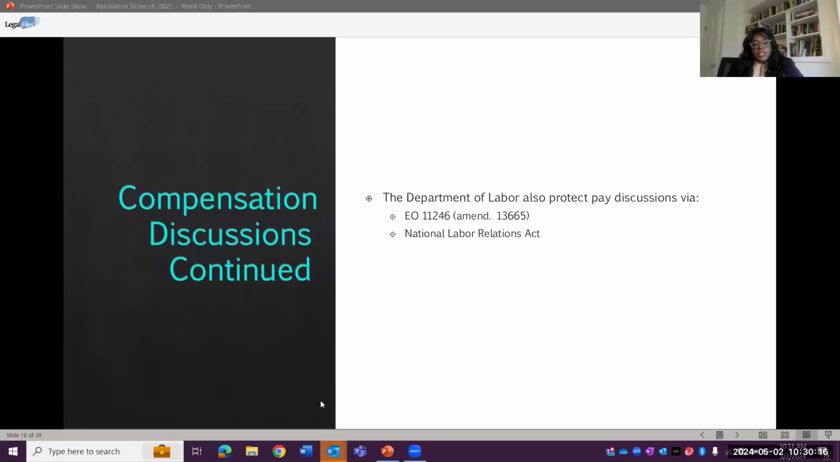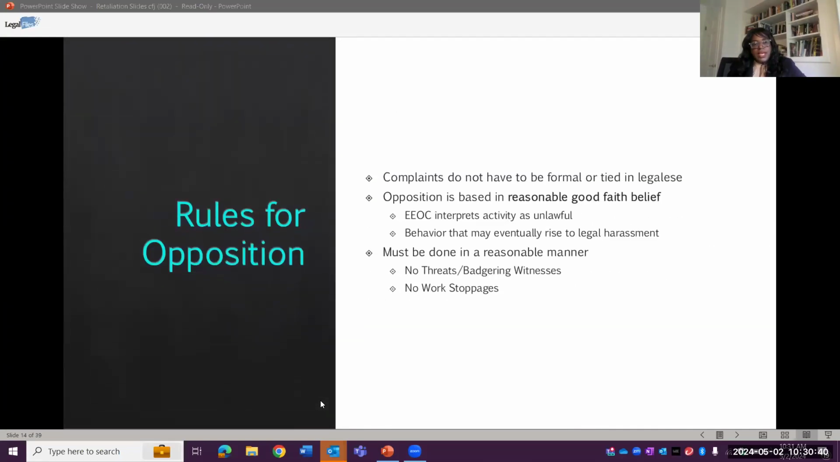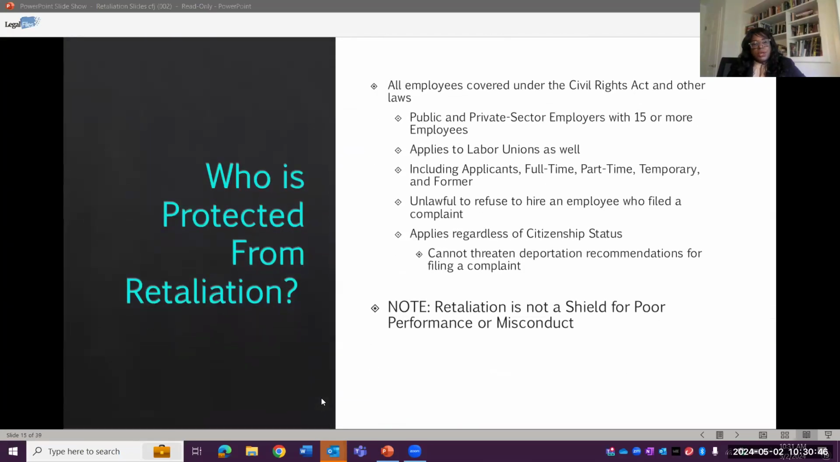Moreover, the National Labor Relations Act protects non-supervisory employees who are covered by that law from employer retaliation when they discuss their wages or working conditions with their colleagues as part of a concerted activity, even if there is no union or other formal organization involved in the effort. And I want to skip this slide because I think it was a duplicate. Going to the next one.